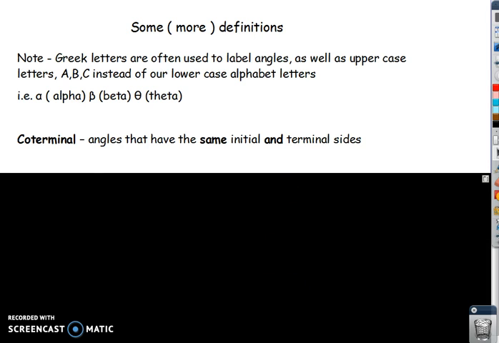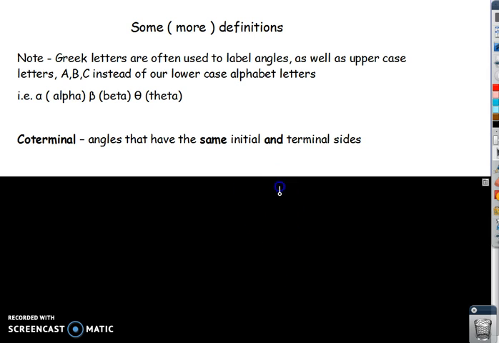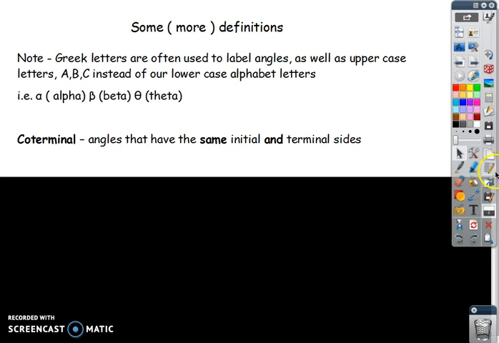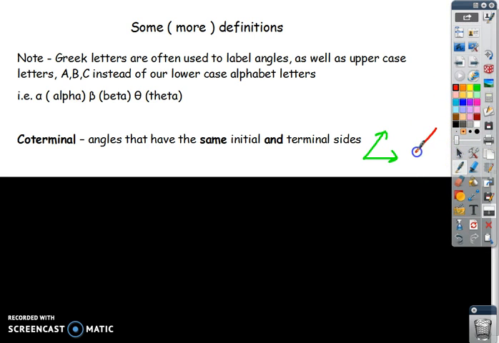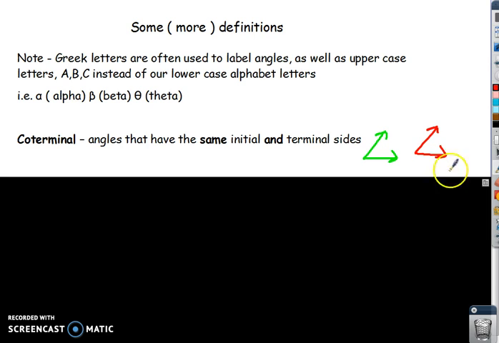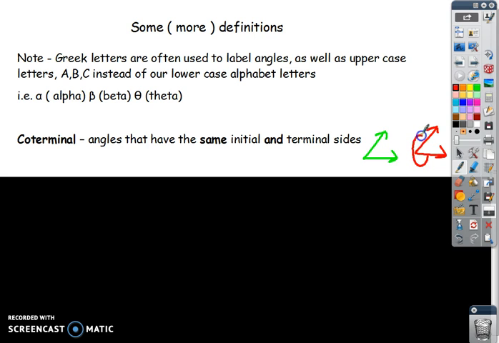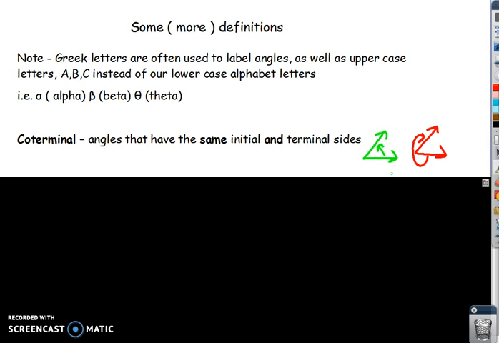Coterminal means angles have the same initial and terminal side. So all that says is, if you have two angles, like the ones here, they're the same angle, except one of them I rotate around this way, and one of them I rotate up. If they start and end at the same spot, they're coterminal. That's how you can remember it. Doesn't matter how many times you spin it around. If they start and end at the same spot, they are coterminal.